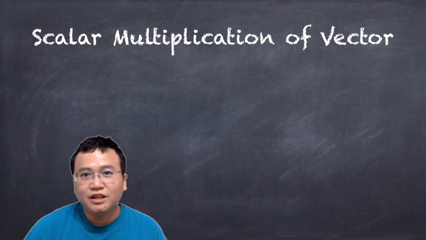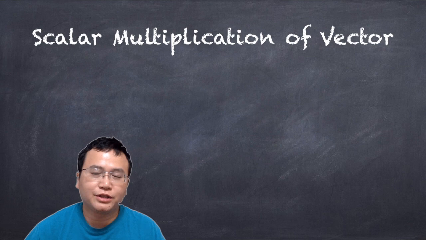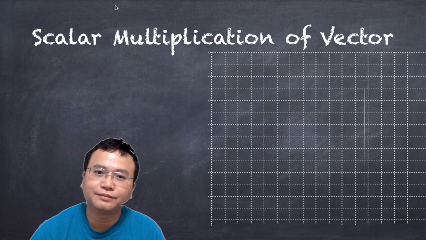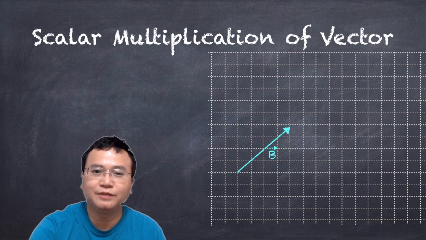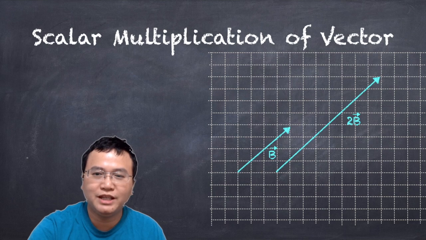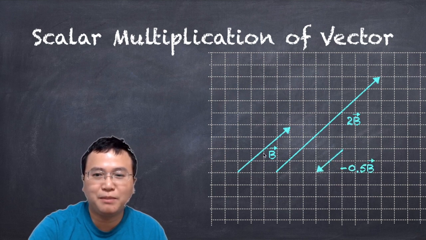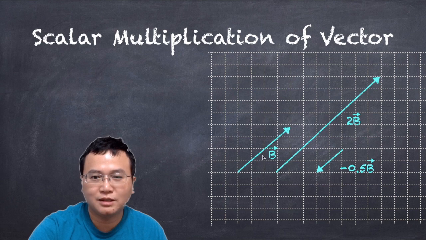Alright, let's talk about scalar multiplication of vectors. Let's say we have vector b. It looks something like this. If I take 2 and multiply by vector b, the magnitude will double, but it has the same direction. If I multiply vector b by minus 0.5, I will have half the magnitude of vector b, but in the opposite direction. So this is half of that in the opposite direction.